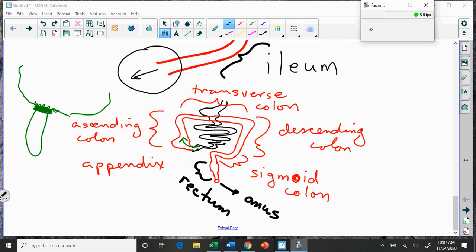Okay, so this large intestine, or colon, is quite a bit wider and has a larger diameter than the small intestine. It's also quite a bit shorter. It goes up one side, across and down, and it's probably not quite a meter long, whereas your small intestine can be about 10 meters long.